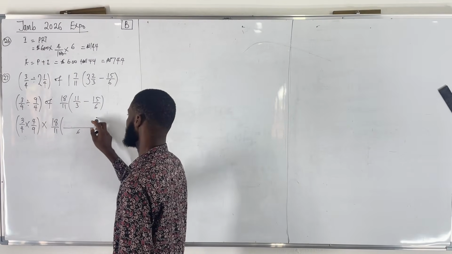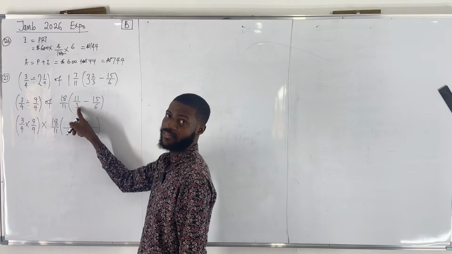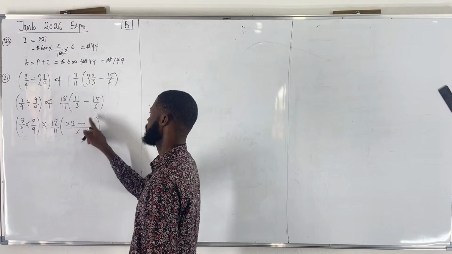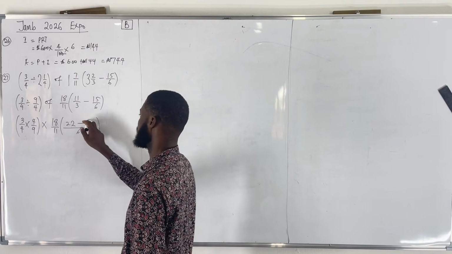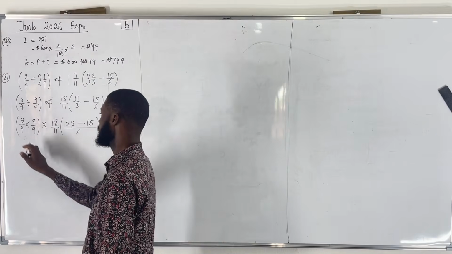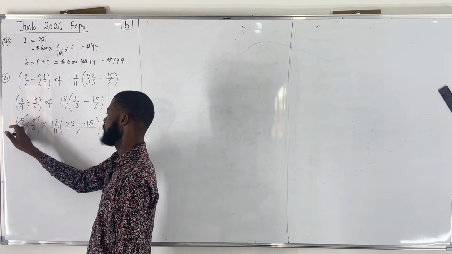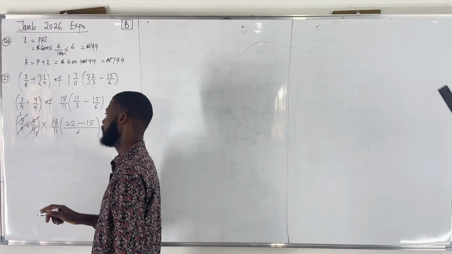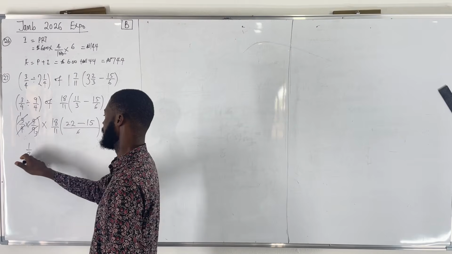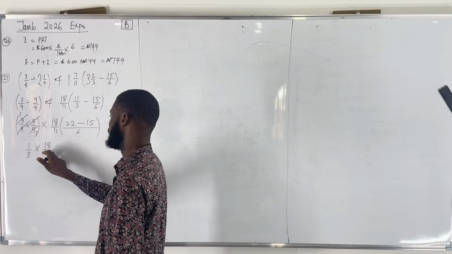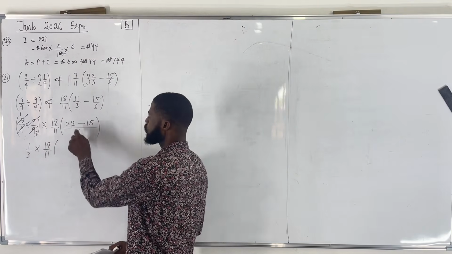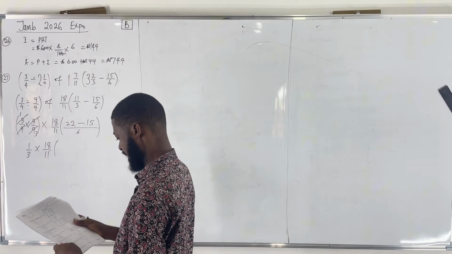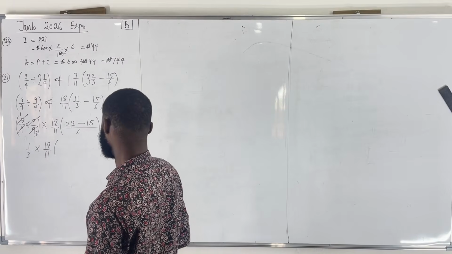So the LCM is 6. 6 divided by 3 is 2. 2 times 11 is 22. 6/6 is 1. 1 times 15 is 15. Now 4 can cancel out 4 here. 3 here is 1. 3 into 9 will be 3. Alright, so this will be 1/3 times 18/11 into 22 minus 15.